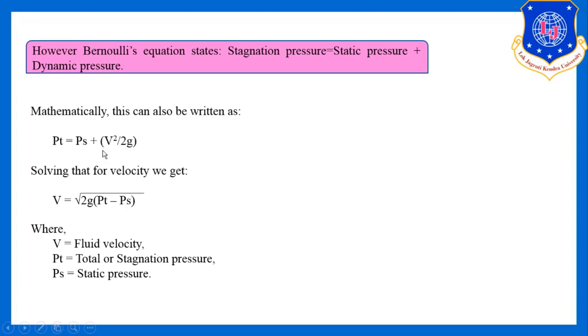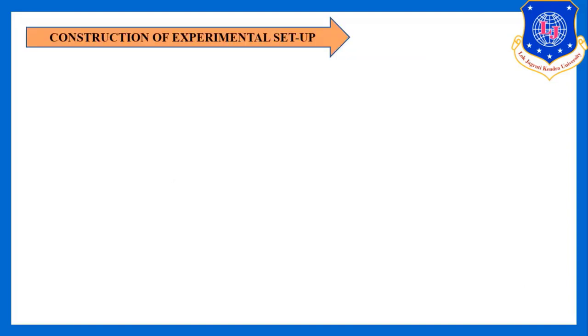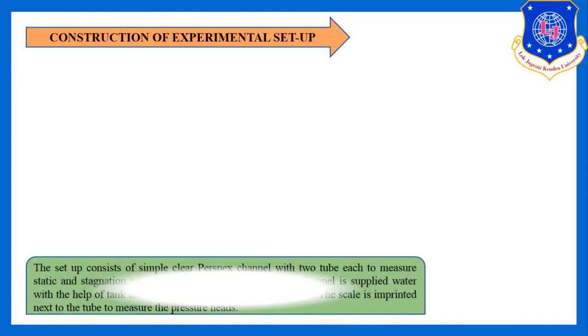Right? When we solve this equation in terms of velocity, V equals the square root of 2g times (PT minus PS), where V is the fluid velocity, PT is the total or stagnation pressure, and PS is the static pressure. By using this formula for the Pitot tube, we can calculate the velocity of the fluid, and from that velocity we can calculate the fluid flow rate. So by the use of total pressure and static pressure, we can calculate velocity, and from that the flow rate. Let's see our experimental setup, how it looks.